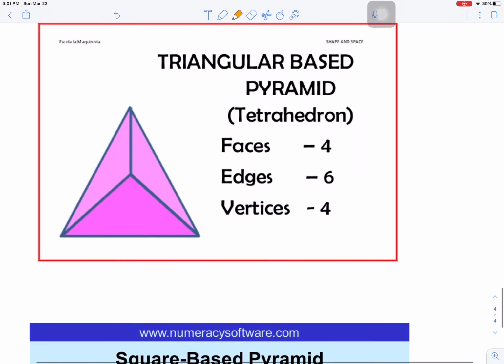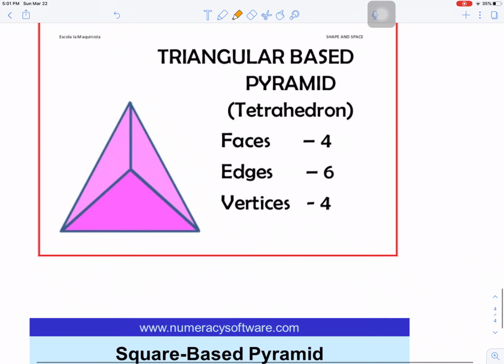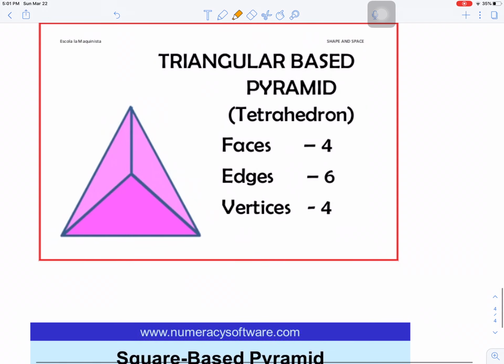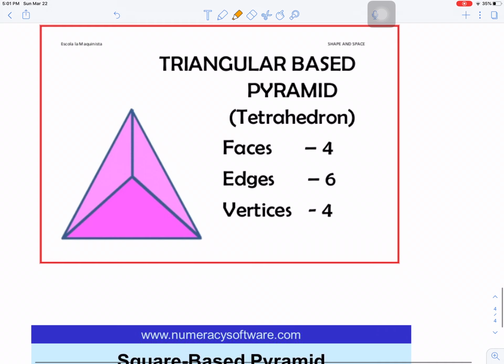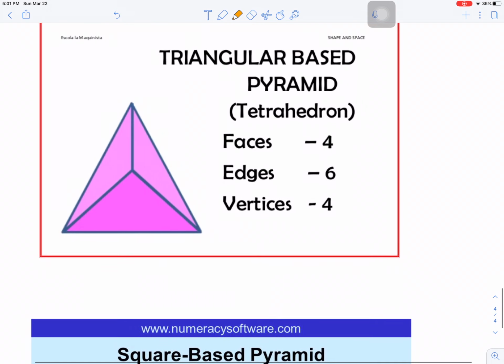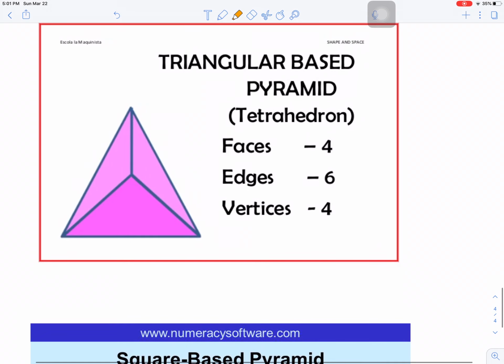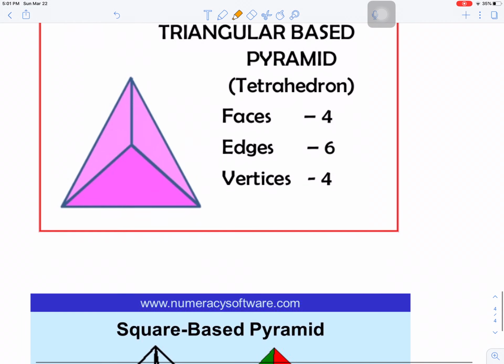And finally, we have our pyramids. Pyramids, it's very important to note what the base is. Okay, so you can have a triangular pyramid, triangle on the bottom, triangular faces coming up. So there's 4 triangular faces, meeting at a point or vertex at the top.